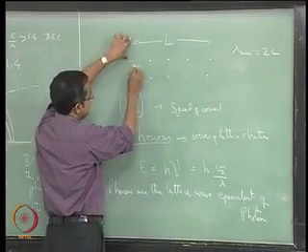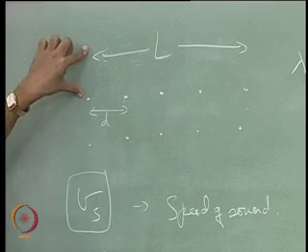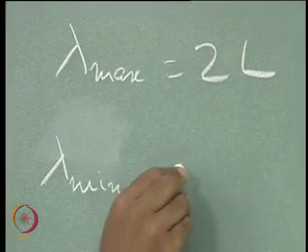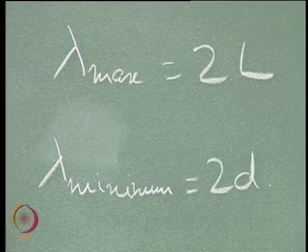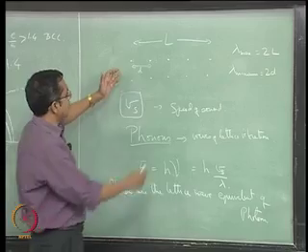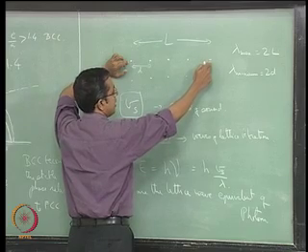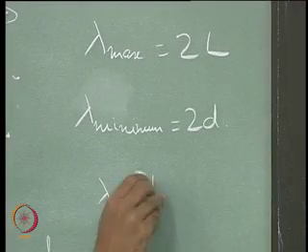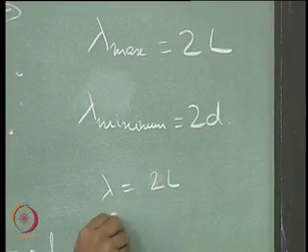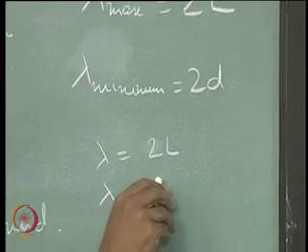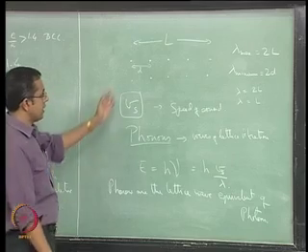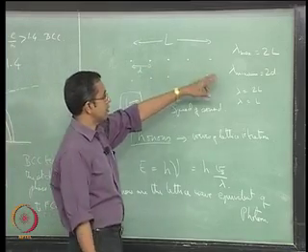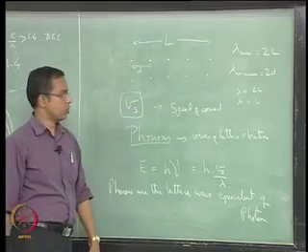The minimum, so if the inter-atomic spacing is d, lambda minimum is 2d. So this is what you will get. In between, you can get lambda equal to 2L, and then the next one you will get is lambda equal to L, and so on. We can get different possible wavelengths in this solid, going from the 2L to the 2d limit. So this is what you will get, right?